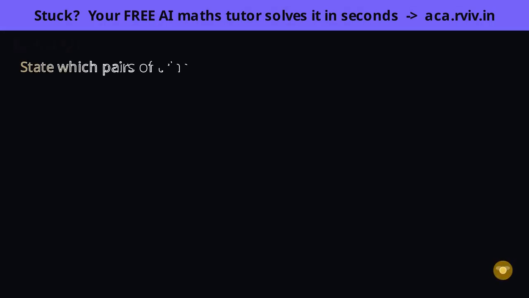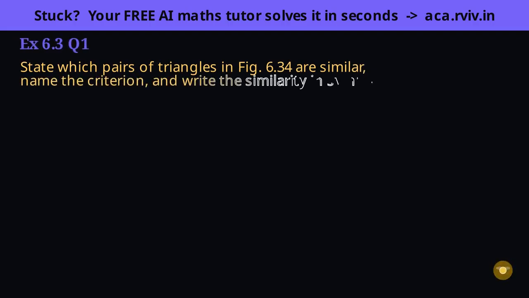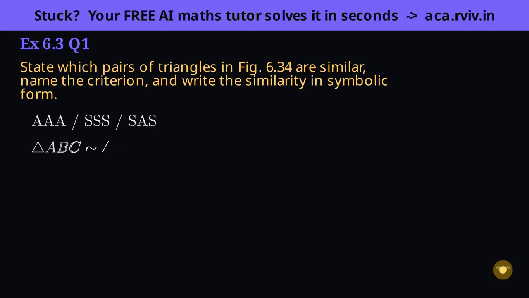Match angles for AAA, sides for SSS, or one angle plus two sides for SAS. Setup: for each pair, decide which criterion applies by what's marked: all angles, all sides, or an angle between two sides. A, all three angles match, so it's AAA similarity. B, the three side ratios are all equal, so SSS.